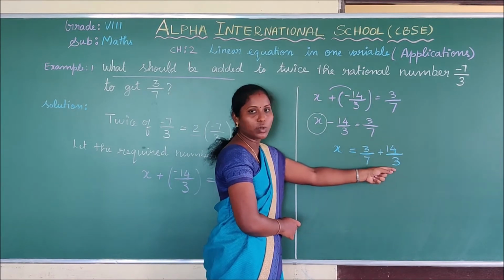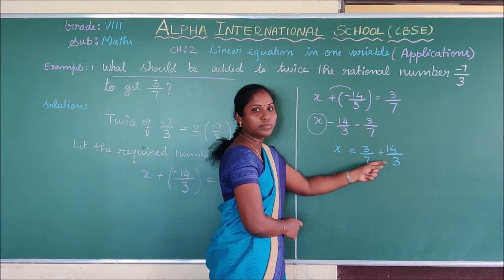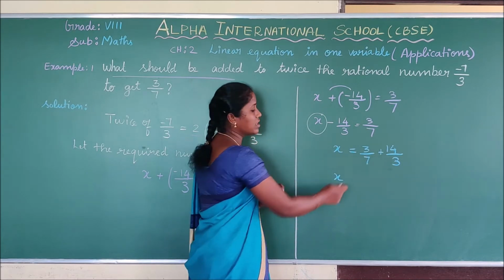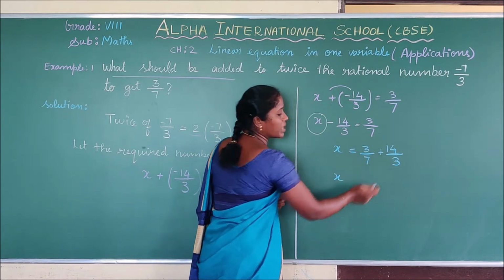Both are rational numbers. If you are going to add rational numbers, first you have to see the denominators. What is the denominator here? 7. And here the denominator is 3.